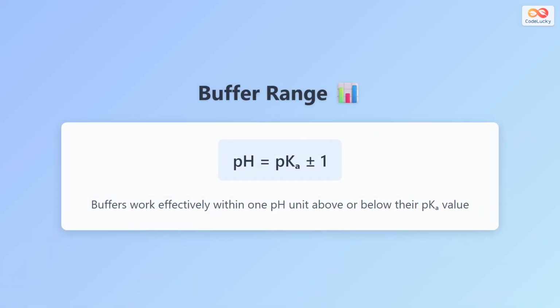Every buffer has an effective range where it works best. This range follows a simple rule: pH equals pK plus or minus 1. In other words, a buffer is most effective within 1 pH unit above or below its pK value. Outside this range, the buffer loses its effectiveness because the ratio of acid to base becomes too unbalanced. This is why choosing the right buffer for your target pH is crucial.